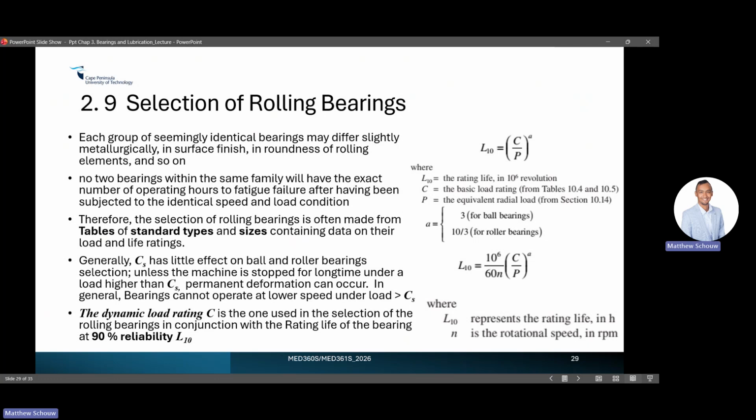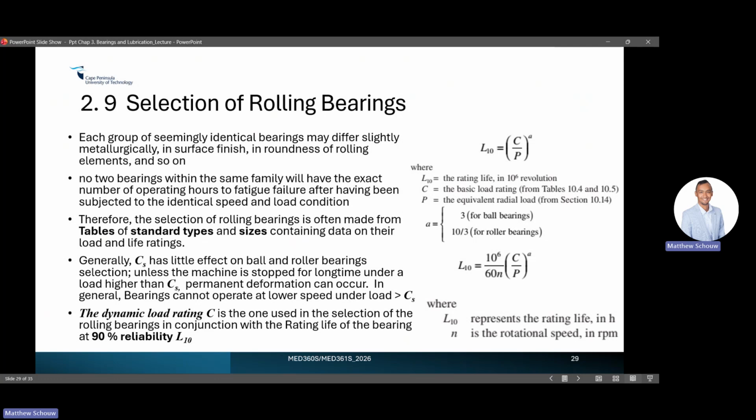And here, in terms of selection, each group of similar technical bearings must differ slightly metallurgically and in surface finish, so it's not all made the same way. They say no two bearings within the same family can have the exact same number of operating hours to fatigue failure. And so they're saying the selection of bearings is often made from tables of standard types or sizes containing data of the life and load ratings, right?